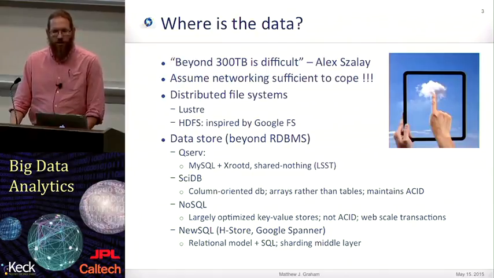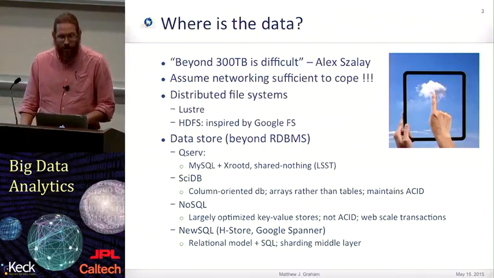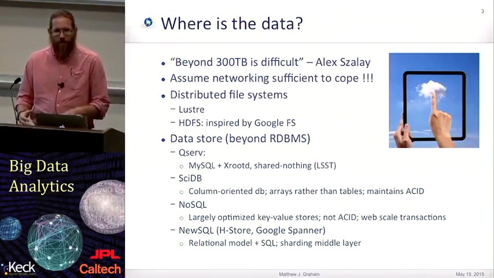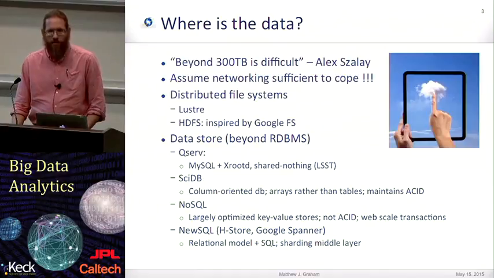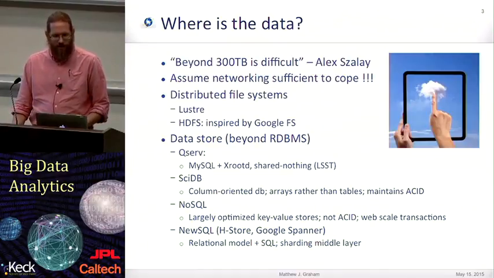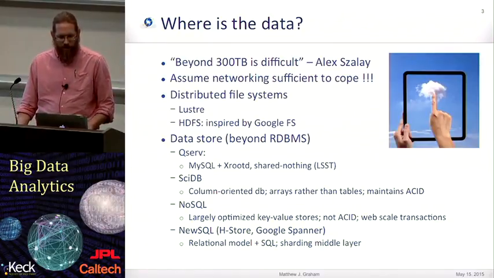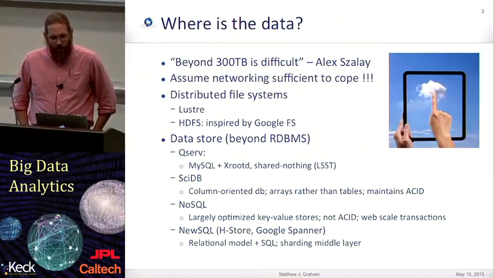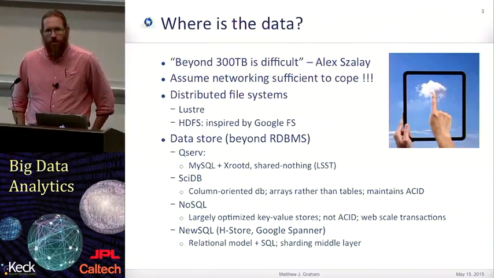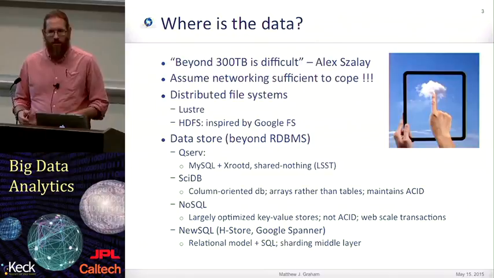There's always an assumption that the networking is sufficient to cope with the sort of data access that you want to do. But what happens if you're not working with a database and you just have your files in some sort of distributed file system? Well, there are a number of technology solutions that you may want to consider. Distributed file systems like Lustre, or HDFS, which is inspired by the Google file system for distributed data. Alternatively, you may want to not work with flat file systems, but work with something where your data is actually in some sort of structured store.